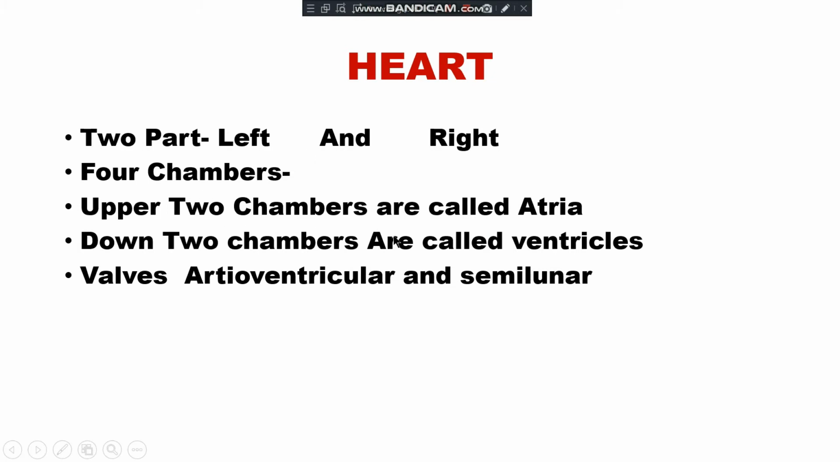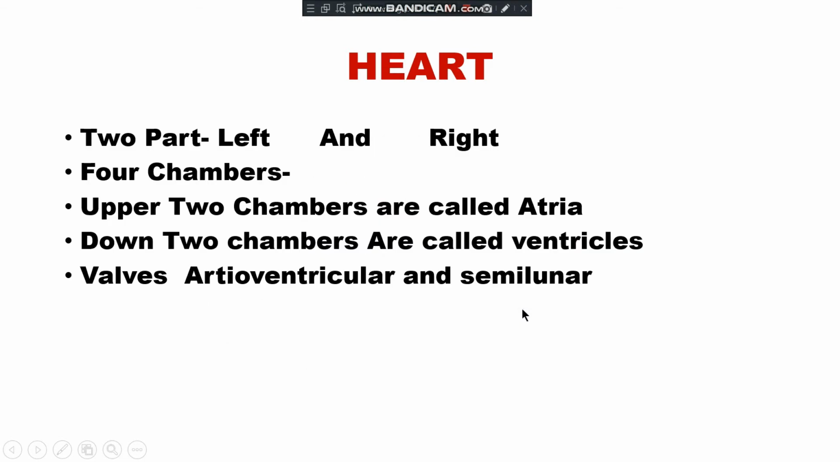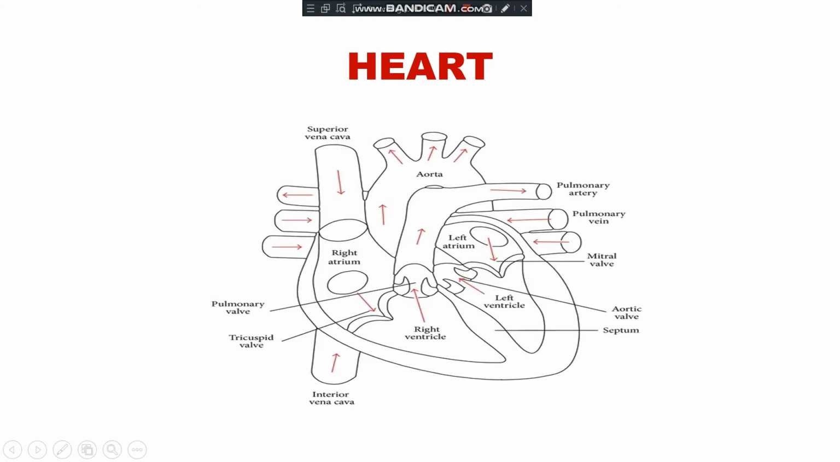The upper two chambers are called atria, and the lower two chambers are called ventricles. Here you can see the upper two chambers. This is the atrium. Right side it is the right atrium, left side it is the left atrium. The lower chambers are called the ventricles, so here you can see the right ventricle and left ventricle. So a human heart is divided into four chambers. Clear? Two atria and two ventricles.